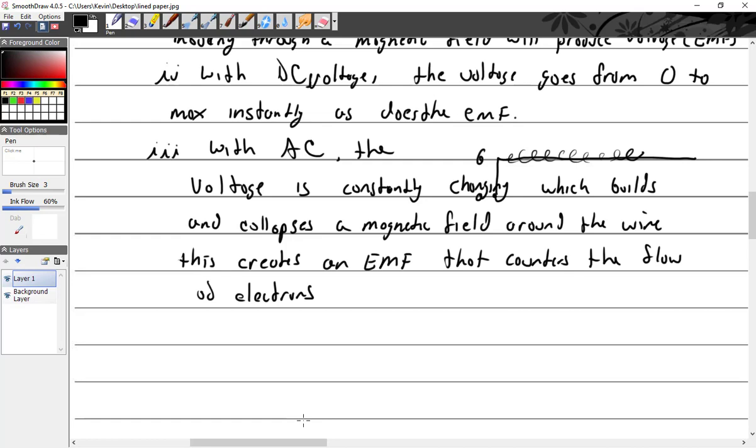So what do you mean it builds and collapses the magnetic field around the wire? Okay, we'll make sure we understand that. So now we're talking about AC. We have the curve that builds up. We start with 0, and as voltage, and of course with voltage we have amperage, builds up, a field starts to grow in the wire. Because it's growing and not static.